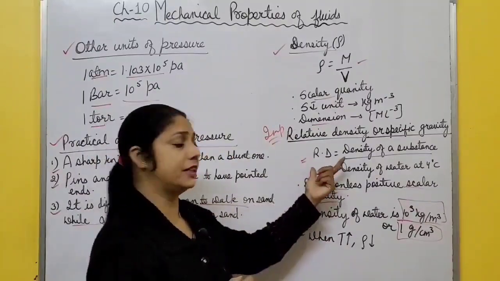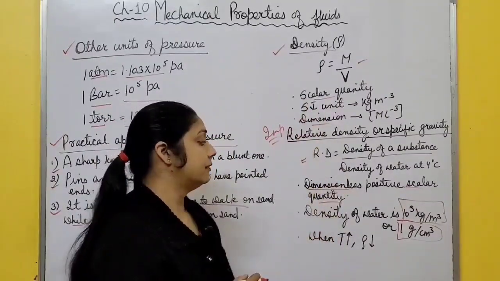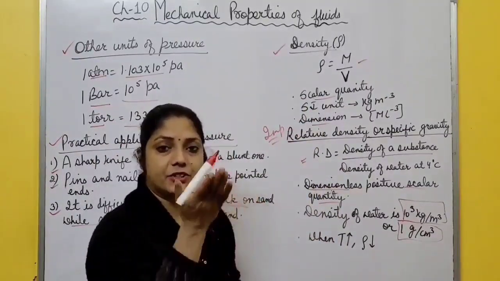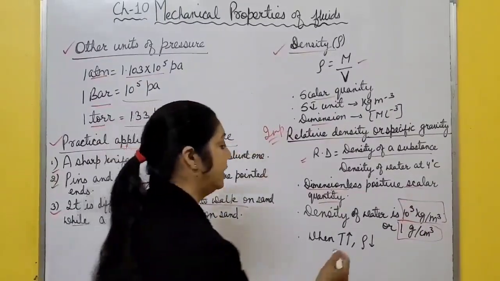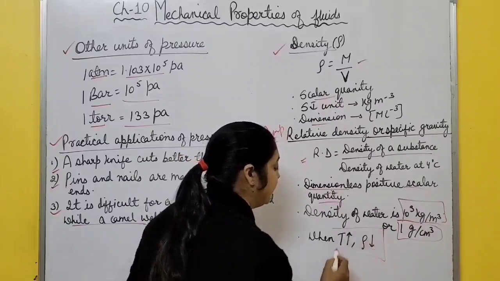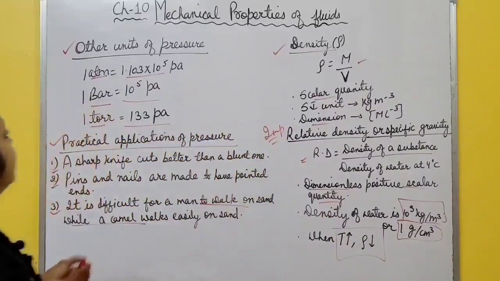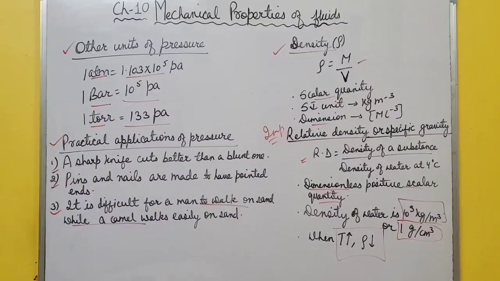When temperature increases, what happens? This density decreases. When temperature increases, molecules come into random motion, the volume increases, then the density decreases. So there is a relation between temperature and density. So these are about the units of pressure, density and relative density. Please take a screenshot of this one. Then we will discuss Pascal's law next.